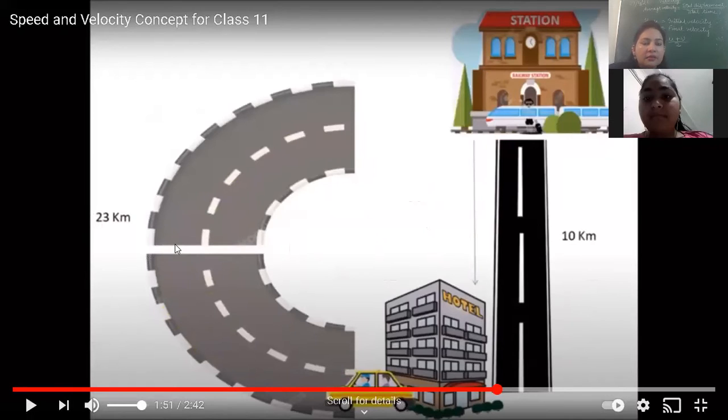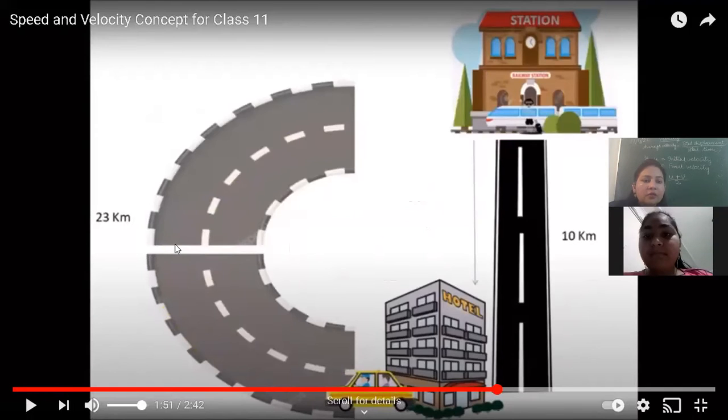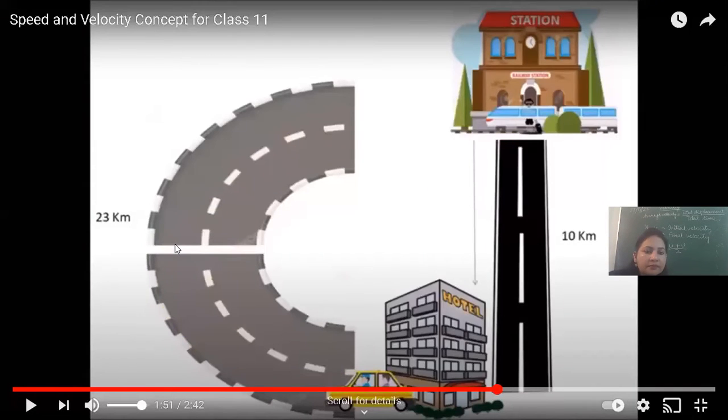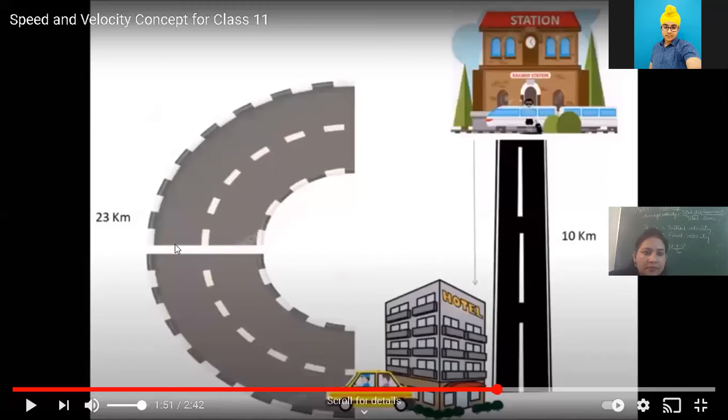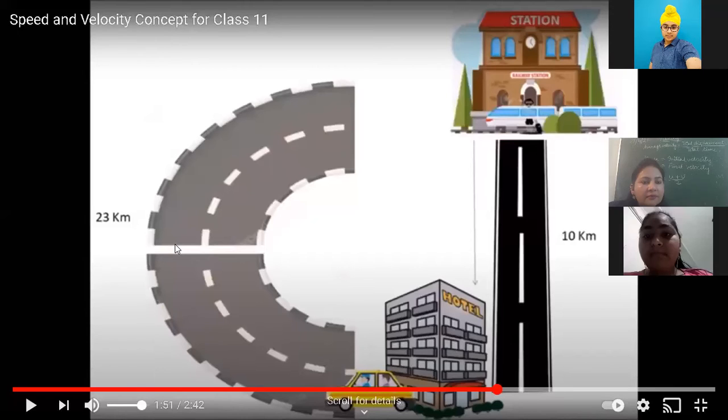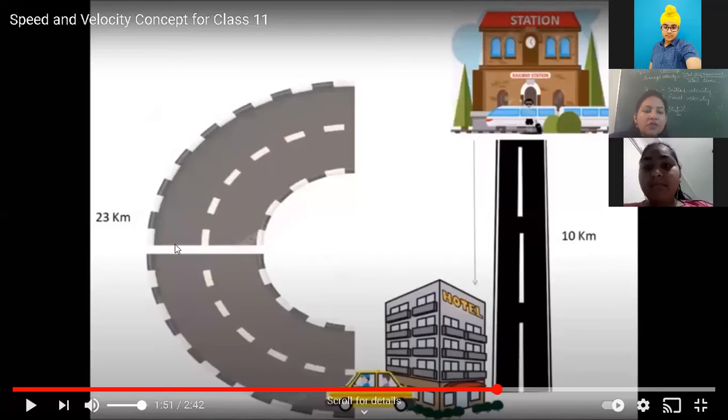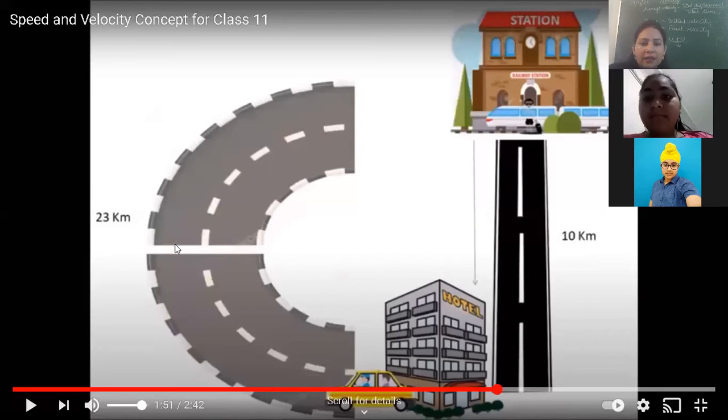Yes, Gurupal. Ma'am, distance is 23 kilometer and displacement is 10 kilometer. Yes. Why? Ma'am, because the path covered is 23 kilometer and the shortest distance to the destination is 10 kilometer. Yes, very good. Because actually he is covering a circular path. So actual distance traveled is 23 kilometer in length. So that must be the total distance. And the straight line distance between initial and final positions, that is 10 kilometer. So that must be the displacement covered.